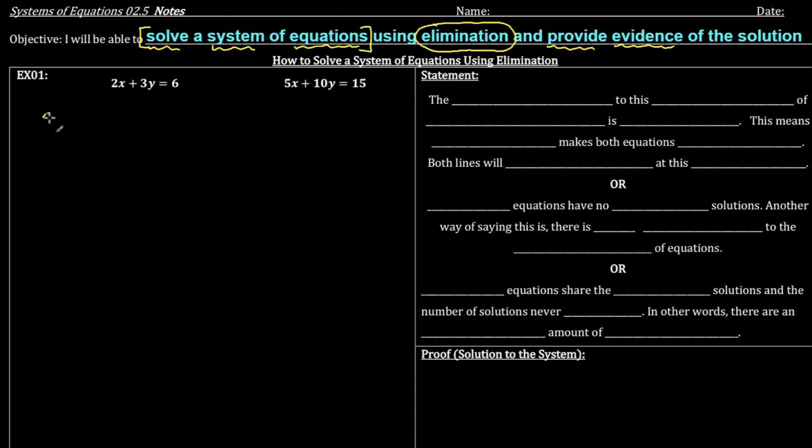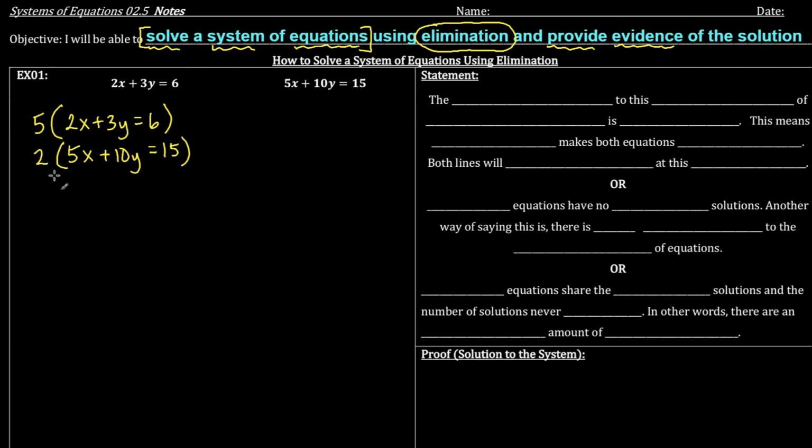So example 1, we have two equations: 2x plus 3y equals 6 and 5x plus 10y equals 15. So I'm going to look for a common multiple. So 10, right? I will multiply this one by 5 and this equation by 2.